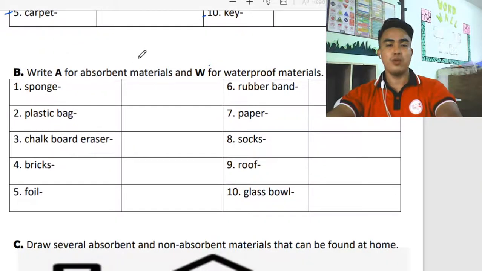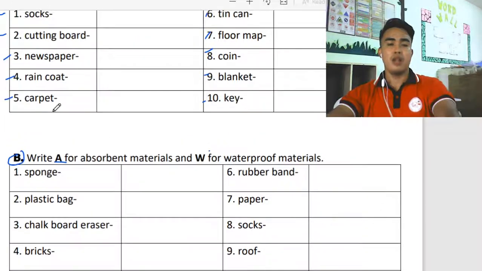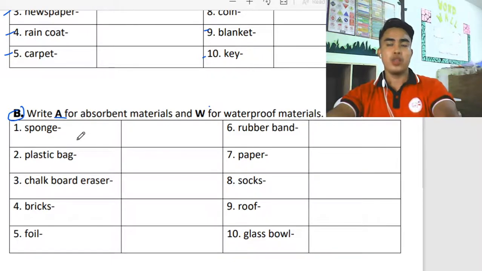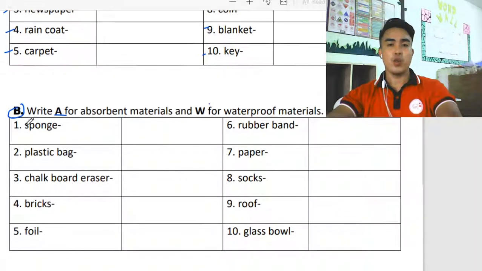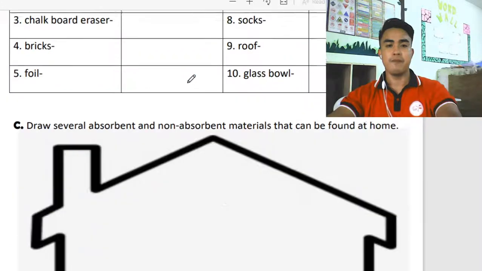Now, let's proceed to the next activity. Activity B, read the instruction. Write A for absorbent materials and W for waterproof materials. A stands for absorbent materials, the same thing as in activity A. For example, you are given here sponge. Do you think sponge can absorb water? If it is yes, then write here A. If it is not, then write here W. And then next, you will be the one to continue. Number 2, 3, 4, 5, 6, 7, 8, 9, and 10.